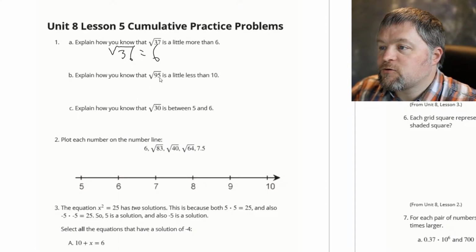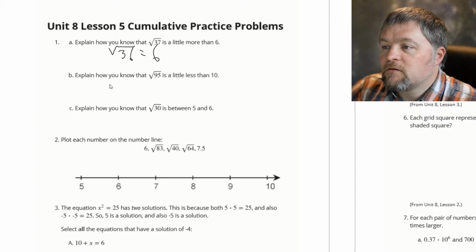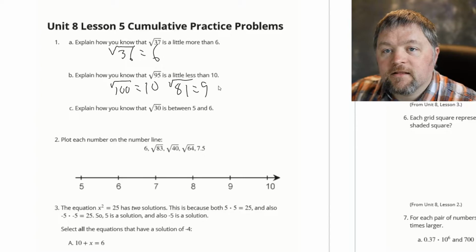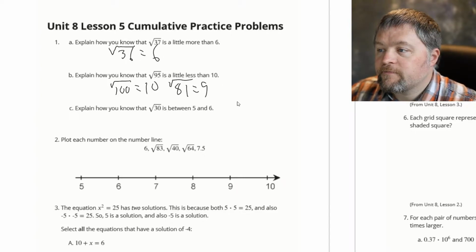Explain how you know the square root of 95 is a little less than 10. Well, the square root of 100 is equal to 10. The square root of 81 is equal to 9. The square root of 95 is really close to the square root of 100, so it has to be a little less than 10.